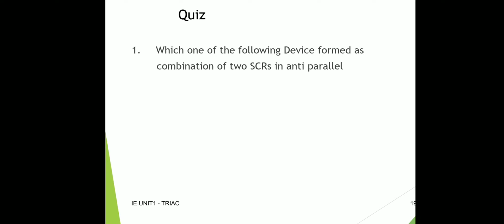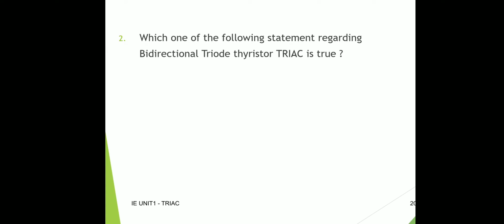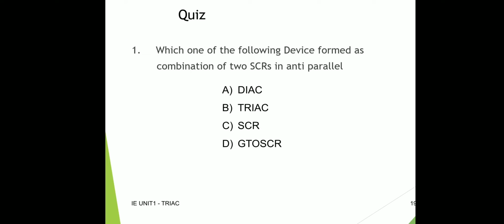Okay, let us have some small questions. Which one of the following devices is formed as a combination of two SCRs in anti-parallel? A is diac, B is triac, C is SCR, and D is GTO. So the answer is triac, a combination of two SCRs connected in anti-parallel. That means the answer is B.